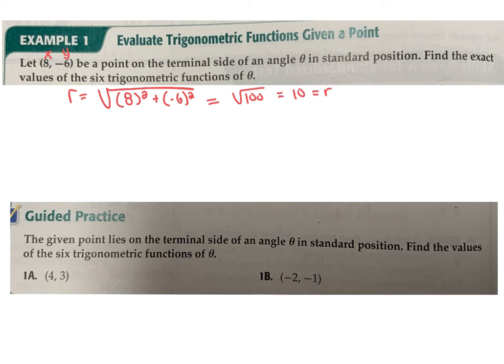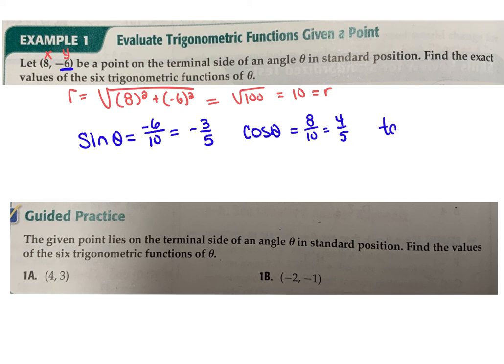All right, so my sine of theta is going to be y, that's negative 6, over r, which is 10, and I'm going to reduce that. Okay? My cosine is going to be x over r, 8 over 10, I'm going to reduce it. And my tangent is going to be y over x, also going to reduce that as well. All right? Sine, cosine, and tangent.